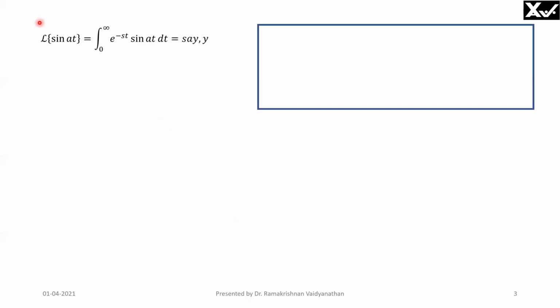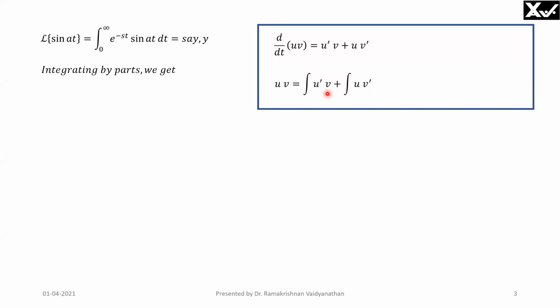Now, we will take another function, sine of at. It is the integral of e power minus st, sine of at into dt. Let's say it's y. Now, integrating by parts. What is integration by parts? We'll see here. If differential of uv is u dash v plus uv dash, then we can integrate this and get this relation: integral of u dash v plus integral of uv dash. From this, we can say that integral of u dash v is equal to uv minus integral of uv dash.